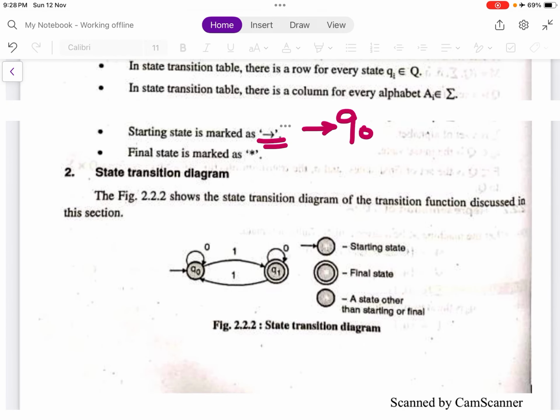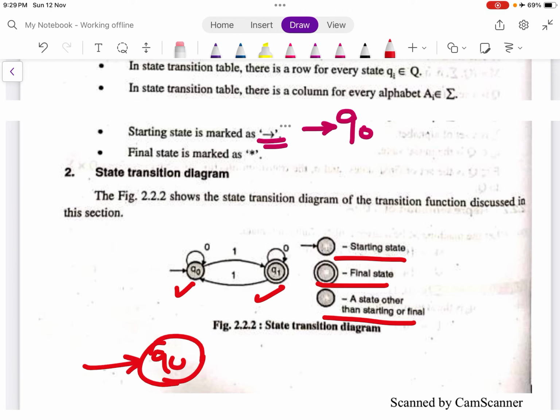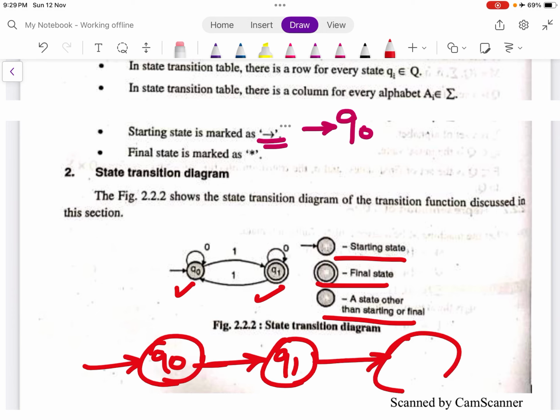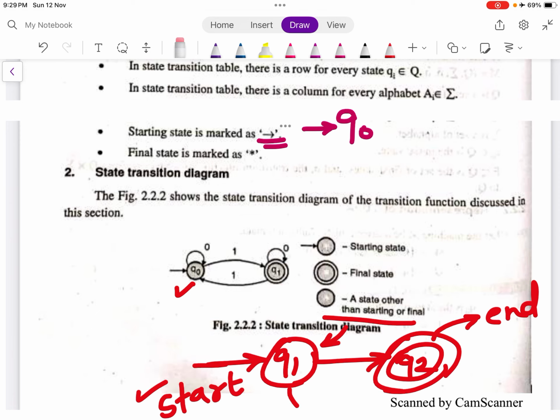So state transition diagram. This is the diagram where the starting state is just one circle, and the final state is a circle within a circle. A state other than the starting state or a final state is represented this way. So here we have a starting state and a final state. We do not have other states here, but in some cases you have other states also. For example, you have Q0, followed by Q1, and Q2 will become the final state. So this is your starting state, this is your end state, and this is the state other than the starting or the final state.